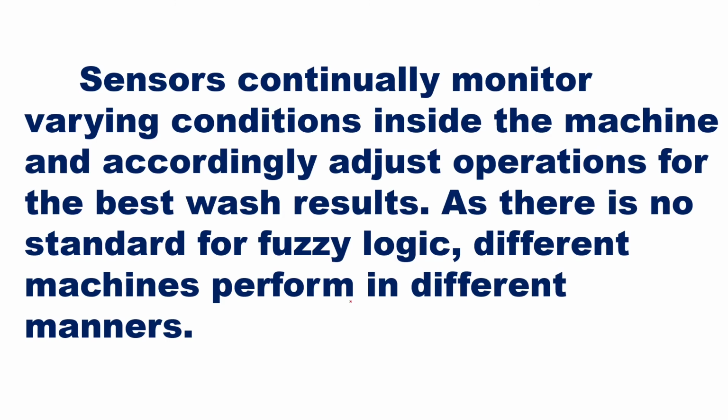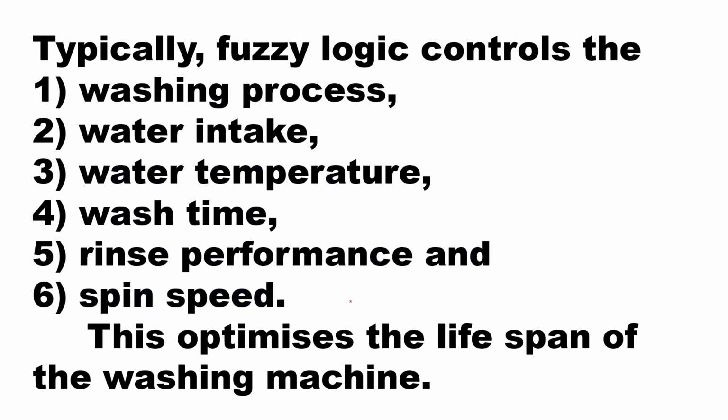As there is no standard for fuzzy logic, different machines perform in different manners. Okay. Typically, fuzzy logic controls the washing process, water intake, water temperature, wash time, rinse performance, and spin method. This optimizes the lifespan of the washing machine. The optimization process takes place because of fuzzy logic. That means water and soap are used effectively and the time is used effectively for washing a particular type of cloth.